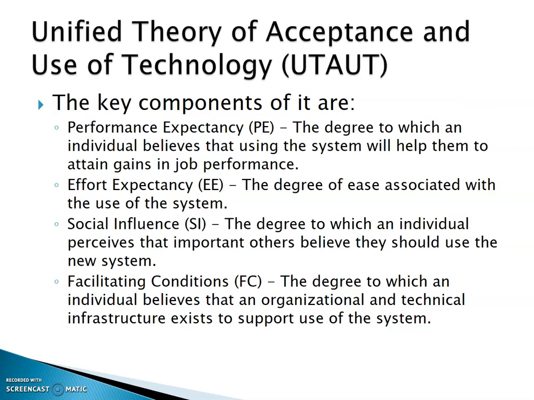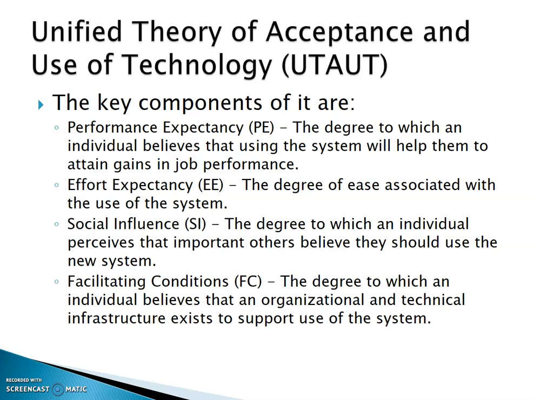So the UTAUT renames the two key components we discussed already, and calls the first one performance expectancy, the degree to which an individual believes that using the system will help them in their job, and they rename ease of use to effort expectancy, the degree of ease associated with the use of the system. So that's our first two. They add in two further characteristics.